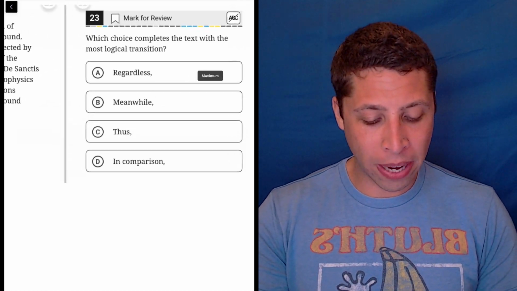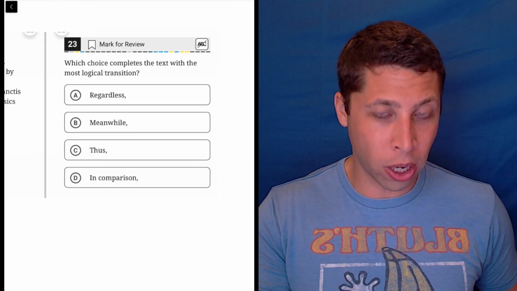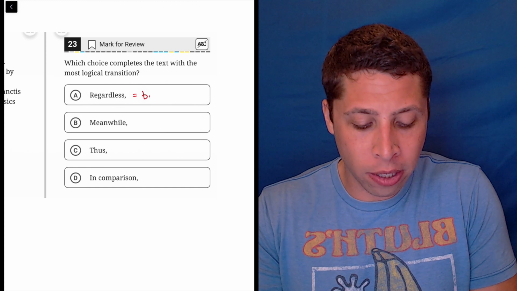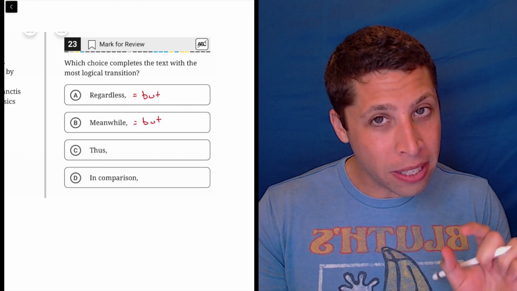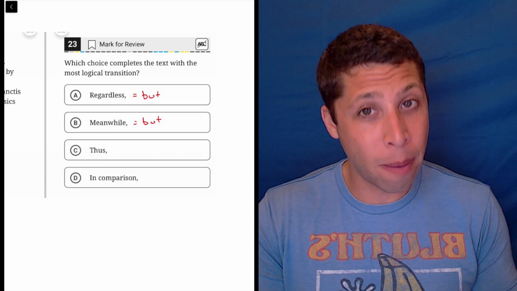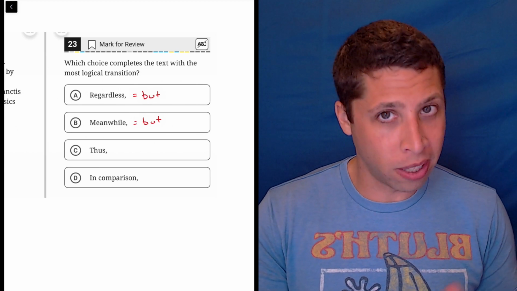If I want to start this off by making some sense of these transition words, categorizing them, regardless is kind of a but word. Meanwhile is kind of a but word. They might be different. Meanwhile sometimes has the idea of time involved, but they both usually are about contrast.